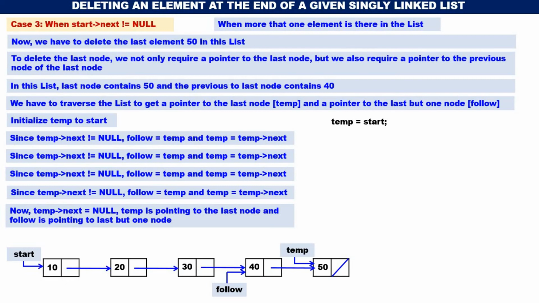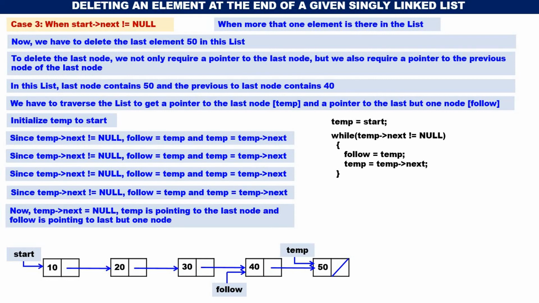Now we'll write the while loop. In the coding, we'll do the while loop. So when should we continue the while loop? When temp of next is not equal to null. That is, while temp of next is not equal to null, what are the two things that we did? Follow is equal to temp, temp is equal to temp of next. When you come out of this while loop, temp will contain the address of the last node, follow will contain the address of the previous to last node.